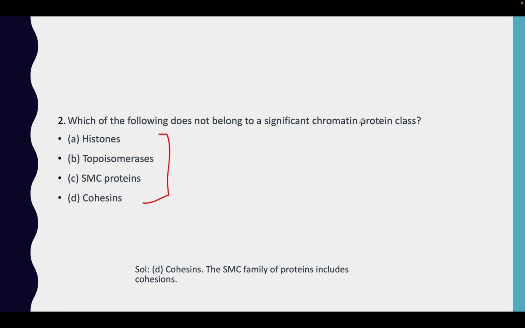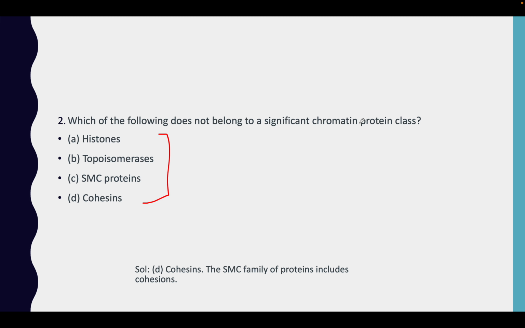They are part of SMC protein complex. Their primary function is to hold sister chromatids together during DNA replication until they are separated in anaphase. And mutations in these cohesin subunits can lead to chromosome segregation errors also.